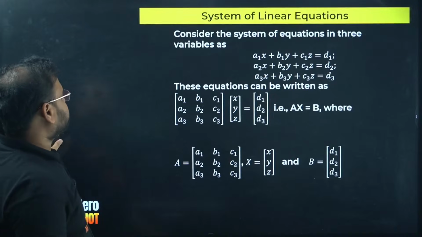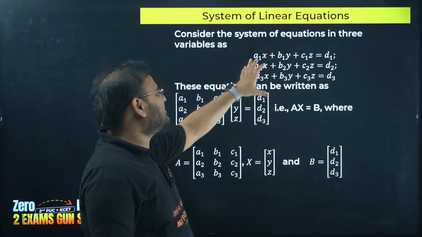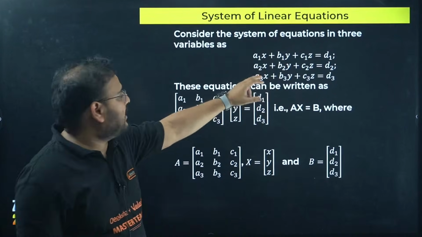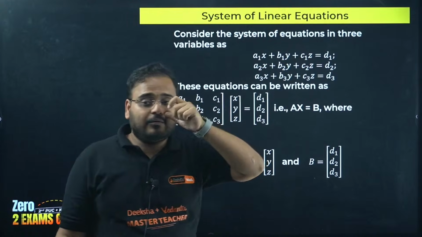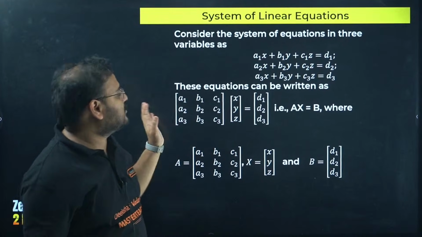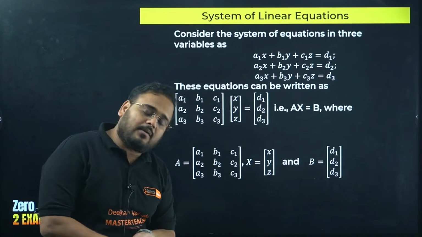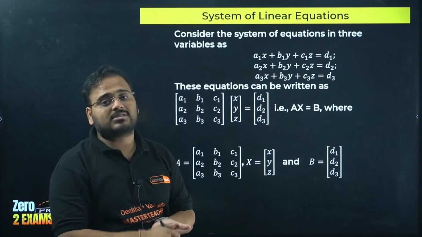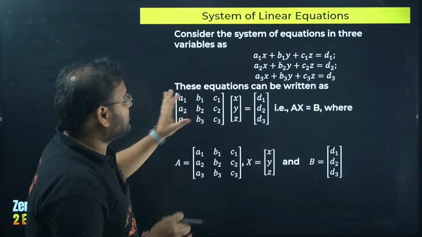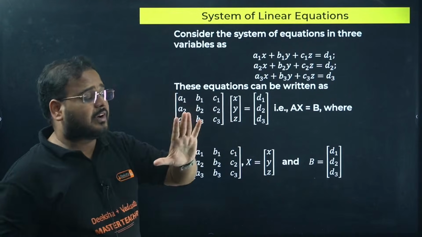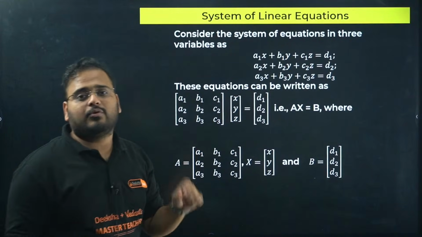For a system of linear equations in 3 variables, with a1x, b1y, c1z, we form and solve it using the matrix method. This question comes in your boards, and they especially mention that you have to solve using the matrix method. That's why it is very important. It comes for 5 marks, and it's very simple, you just have to do the calculations.